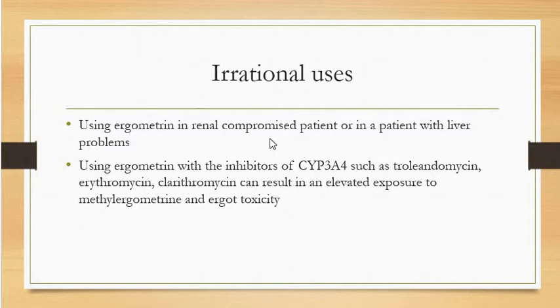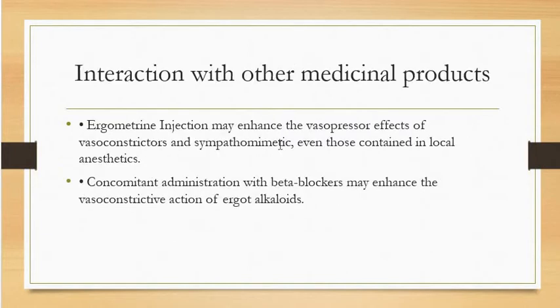If a person has a renal problem, is renal compromised, or has a liver disease, you cannot use this drug. We'll have to switch to oxytocin. Using ergometrin with inhibitors of cytochrome P3A4, such as troleandomycin, erythromycin, and clarithromycin, can result in ergotoxicity. So if you are using ergometrin with these kinds of antibiotics, it will lead to ergotoxicity. These were some irrational uses of ergometrin.